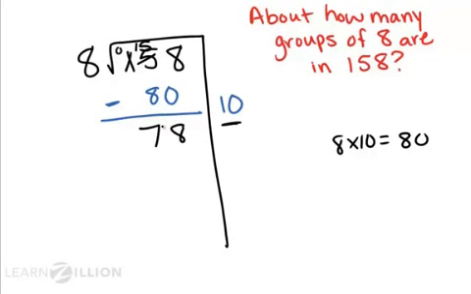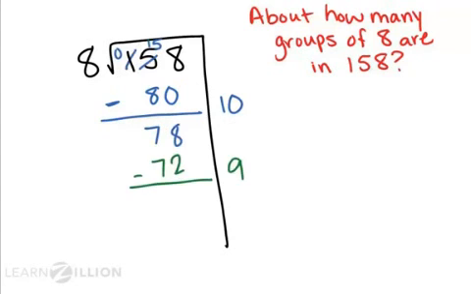Now I have to think about how many 8s are in the number 78. I can't use 10 this time because I want to estimate less than the total number. And I know that 10 would give me 80, which is more than 78. So in this case, I'm going to use the number 9 because I know that 8 times 9 is equal to 72. When I subtract, I see that I still have 6 remaining. I know that there are no groups of 8 in 6 because 6 is less than 8.